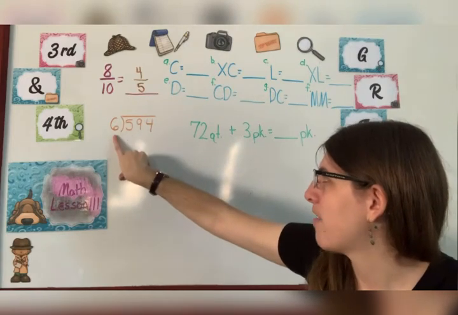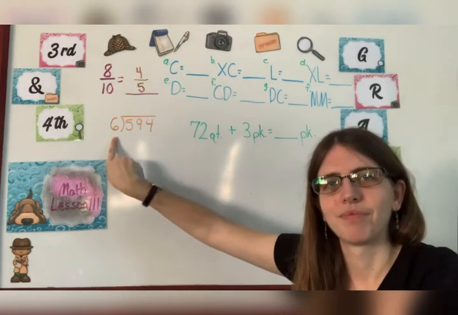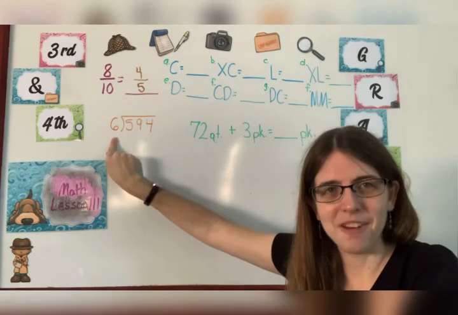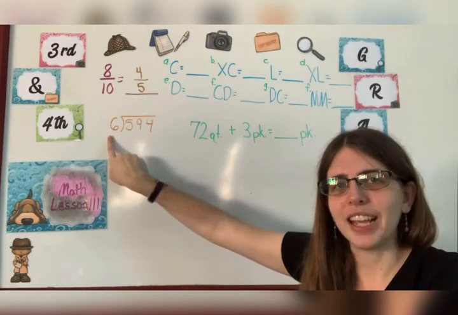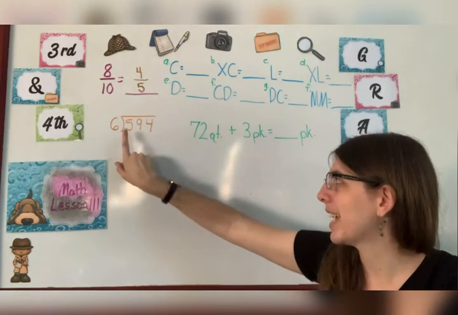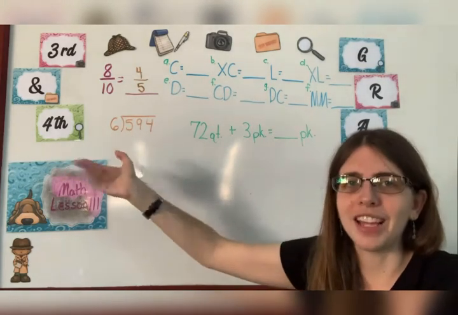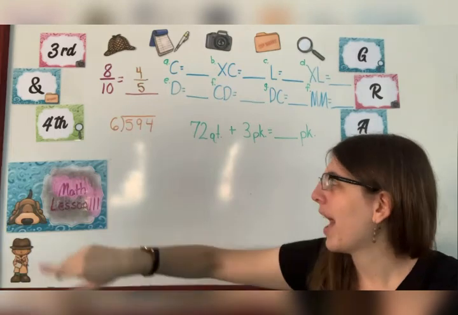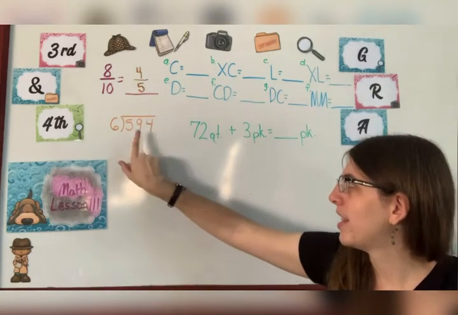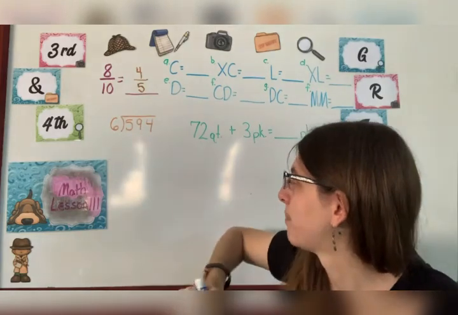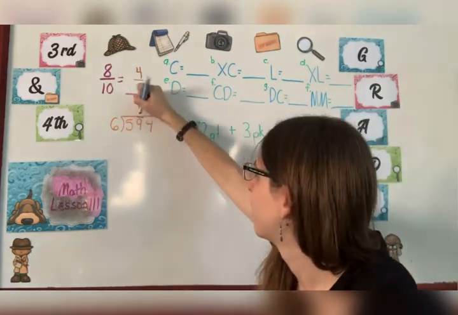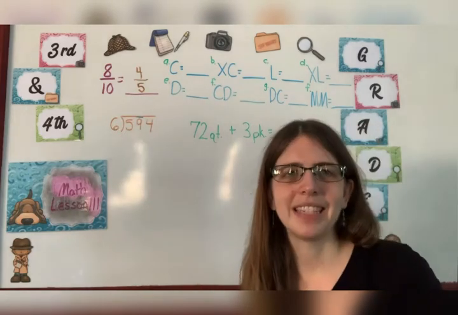Can I divide 5 by 6? No, why not? Because 5 is smaller than 6. So there are no groups of 6 in 5. There's only 5 things. There's not even 6. So I have to move backwards to the 9. So now I have 59 divided by 6. Okay? What's 59 divided by 6?